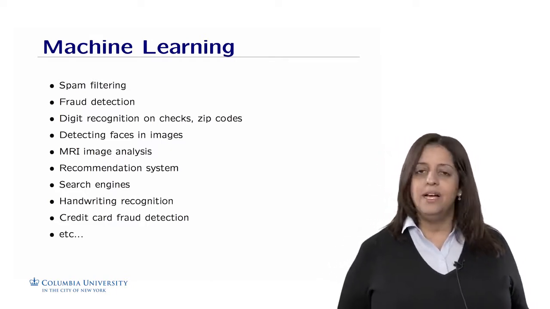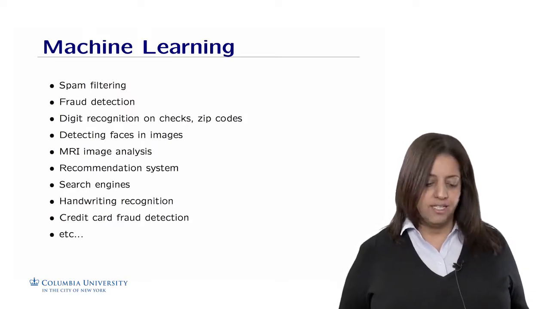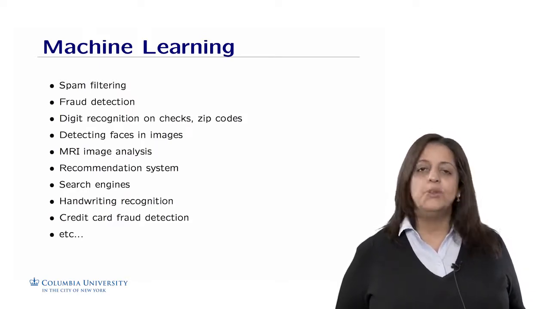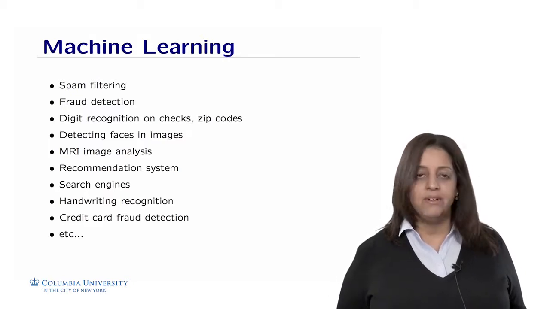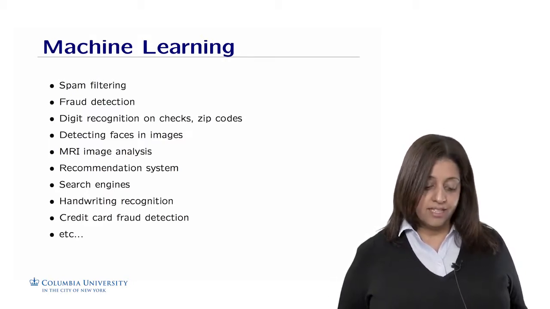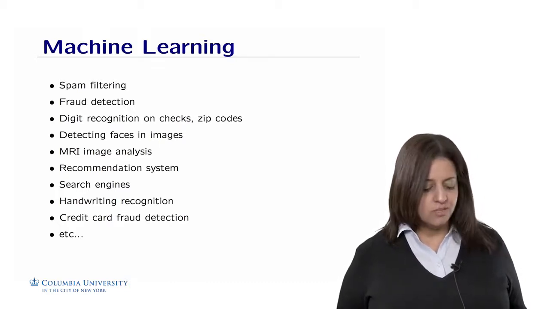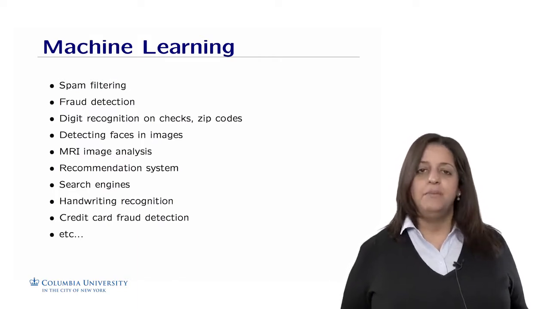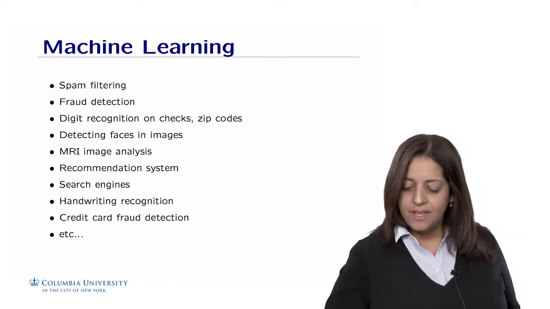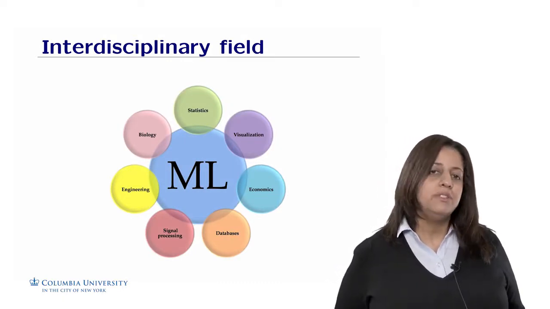Machine learning is being applied also in fraud detection, in recognizing digits on checks and zip codes. It's also used in detecting faces in images and analyzing MRI images. Machine learning is also the core of recommender systems, search engines such as Google's, and handwriting recognition, along with many other applications.